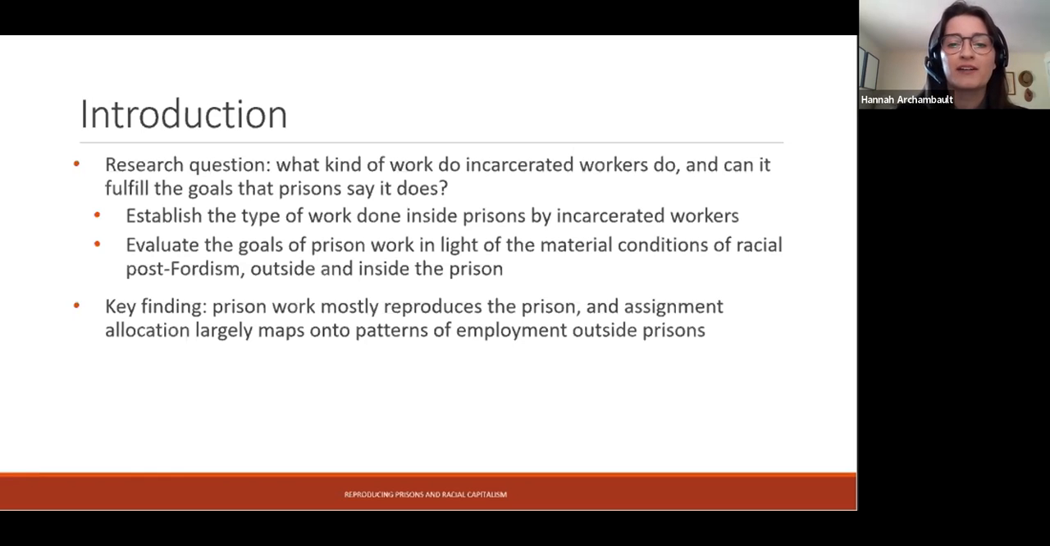I then contextualize these patterns of assignment allocation into the current racialized and gendered capitalist conditions, which I refer to as racial post-Fordism. I'm not going to go into the development of the category of racial post-Fordism as our current economic moment, so just leave it at that, although I will talk about the conditions themselves. My key finding is that most of the work in the prison is work that reproduces the prison, which we've already heard from Eric and Garrett, but I'll go into more detail about it, and that it is allocated in ways that map onto broader economic and social conditions outside of the prison. And then I'll talk about some implications of that.